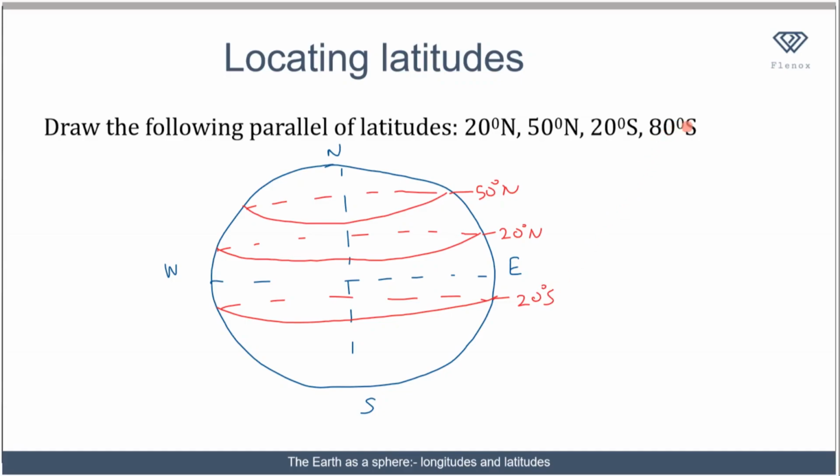And what about my 80 degrees south? That is going to come down towards the southern hemisphere. So I have my 80 degrees south over there. So this represents my 80 degrees south.